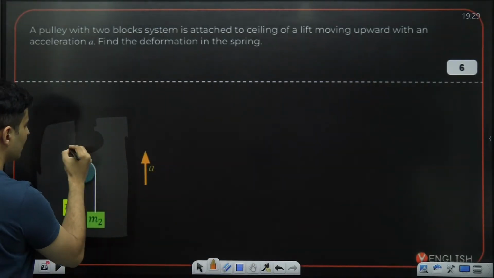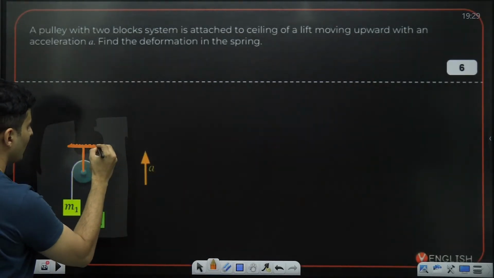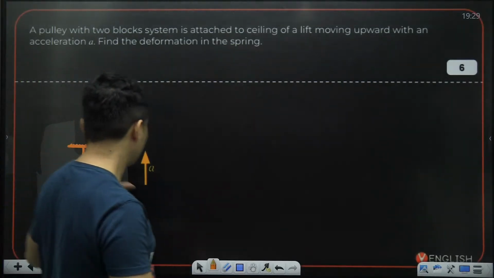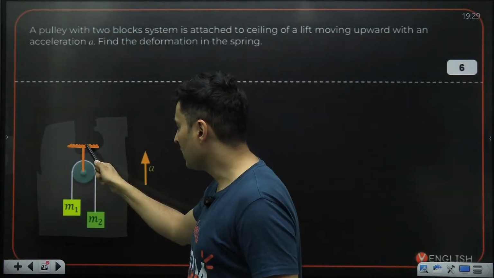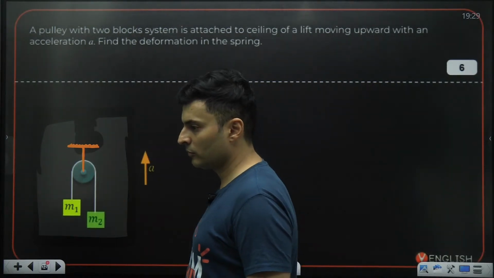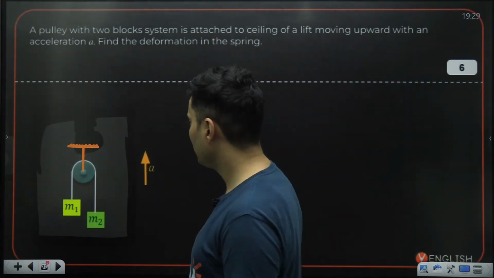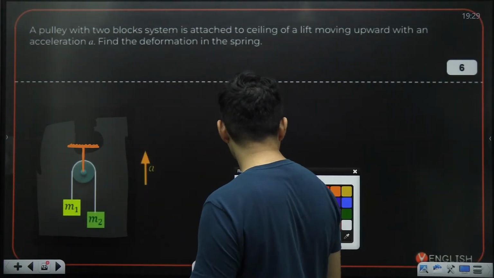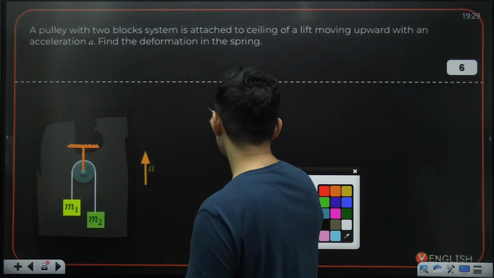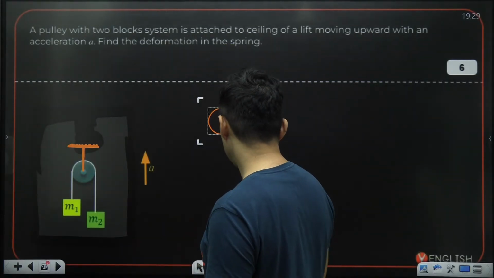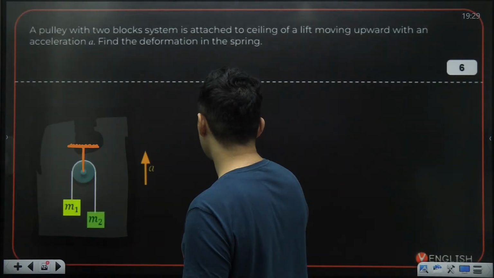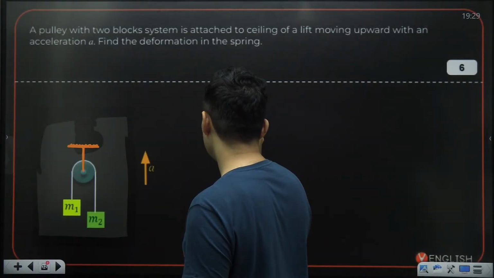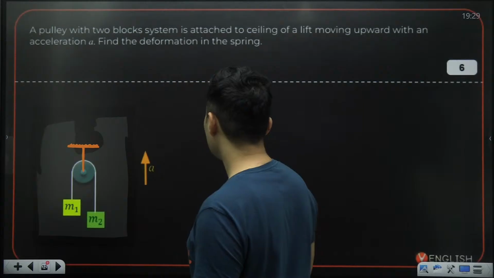This pulley is being supported by a roof. Can you figure out how much force is there between the pulley and the roof? If you can figure that out, then it becomes an easy problem. That pulley is being supported by the roof over here. There is some string wrapped over it, which is connecting the blocks like that.